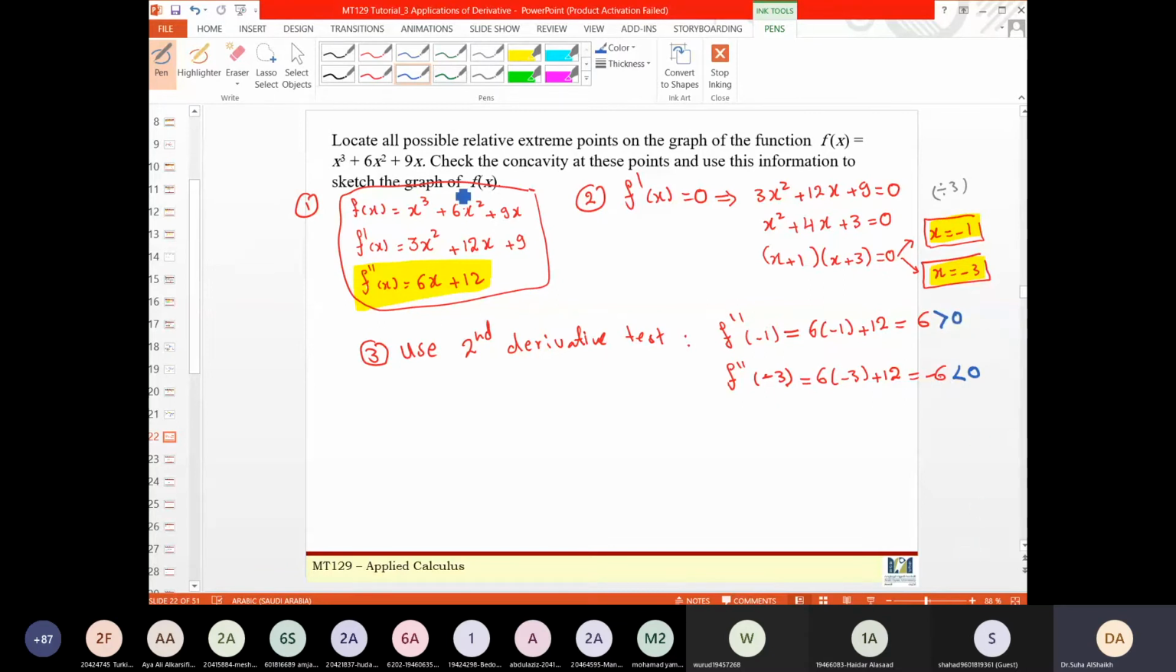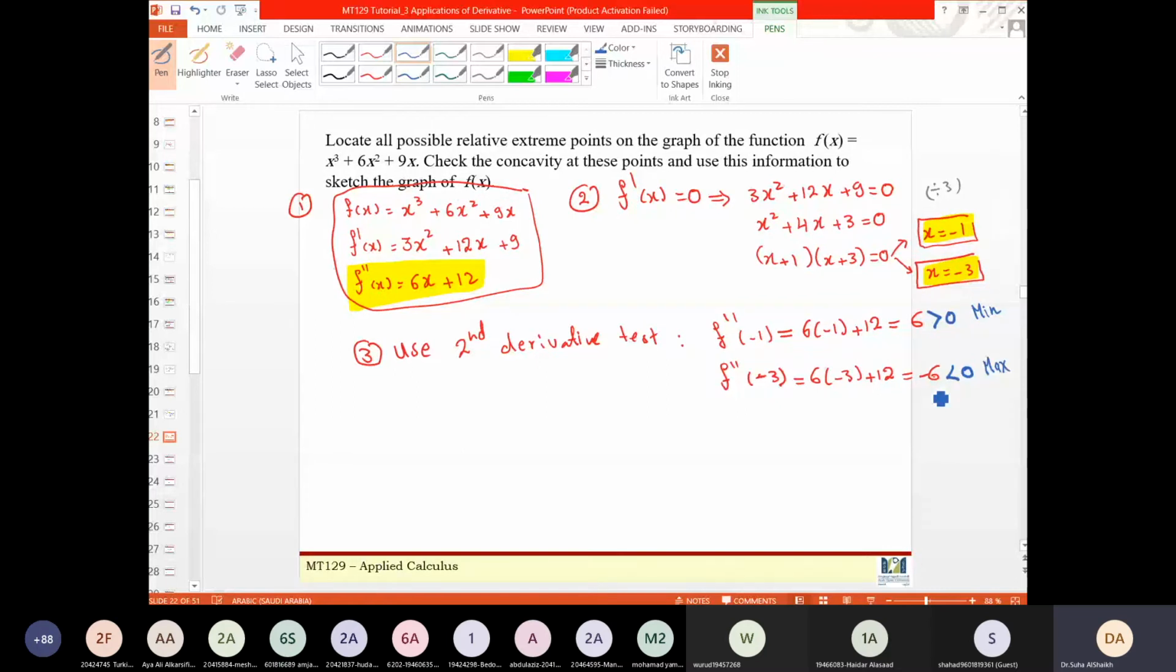What does greater than 0 mean? Minimum or maximum? Minimum. And what does less than 0 mean? Minimum or maximum? It's max. It's a maximum point. So at this point here I have a minimum, at this point I have a maximum point.